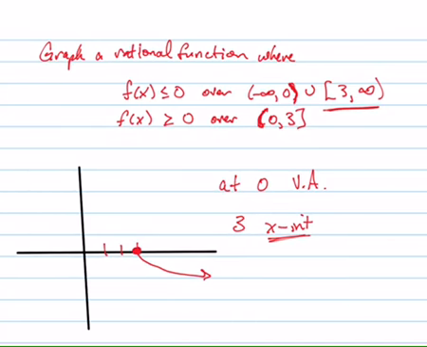And then it also has to be greater than 0 from 0 to 3, not inclusive. So it's going to have to do, it's got to be like this, where 0 is an asymptote. And then it's got to be less than 0 from negative infinity to 0. So the easiest thing for me to think of is just to do that right there.